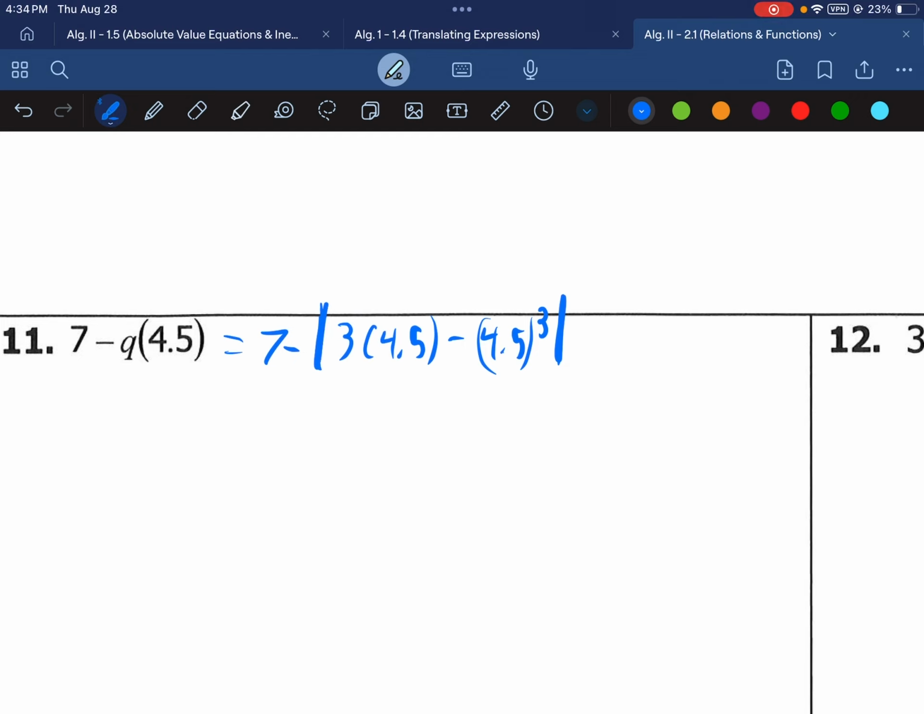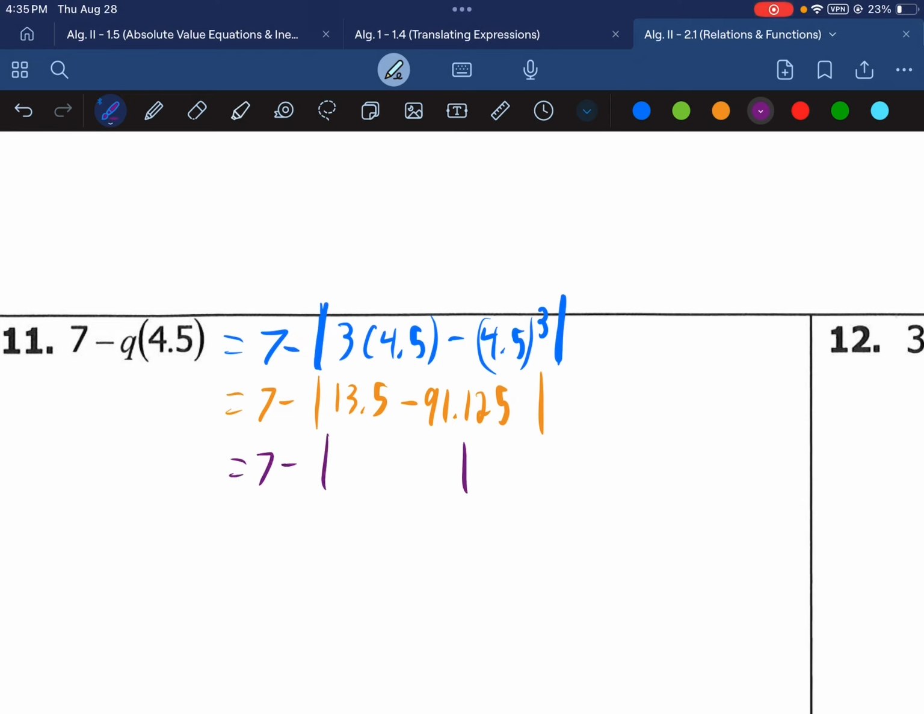Now, if this wasn't already in a grouping symbol, such as absolute value, we would have to put it in parentheses because we're subtracting the entire result, meaning we have to do all that first and then subtract. 7 minus, working inside out, 3 times 4.5 is 13.5, and 4.5 cubed is 91.125. It is important that you don't want to round until you get to the end if you can help it. So we'd like to keep it there at 91.125 rather than rounding it to 91.1.